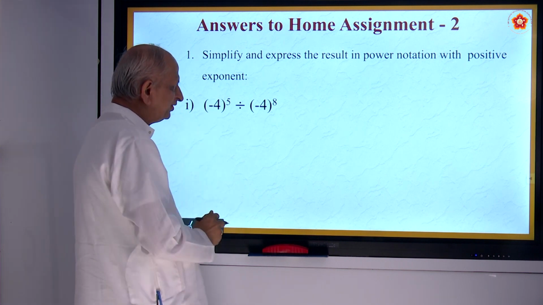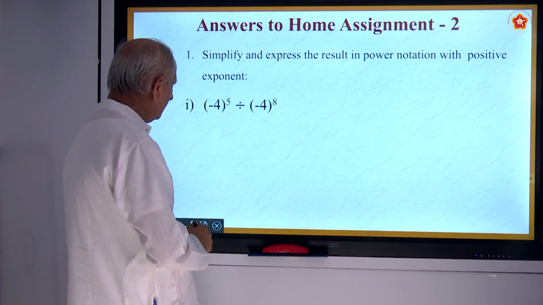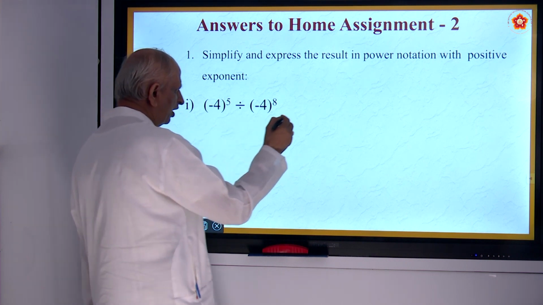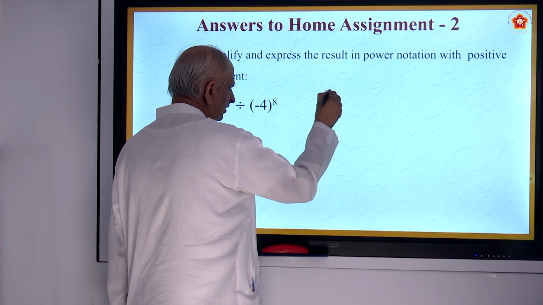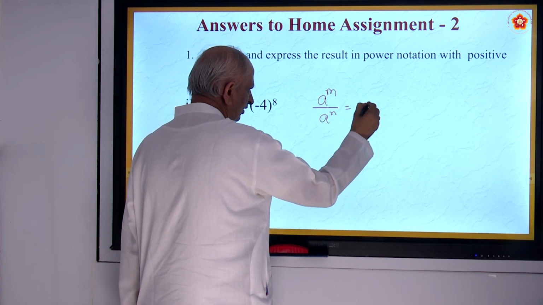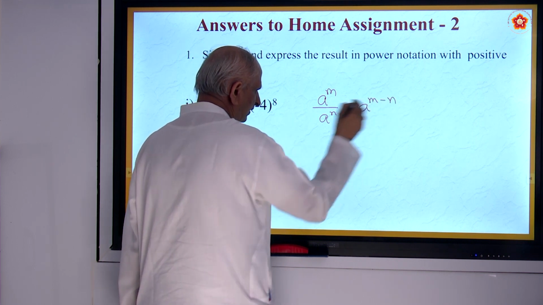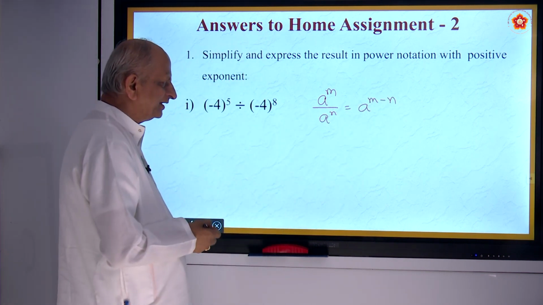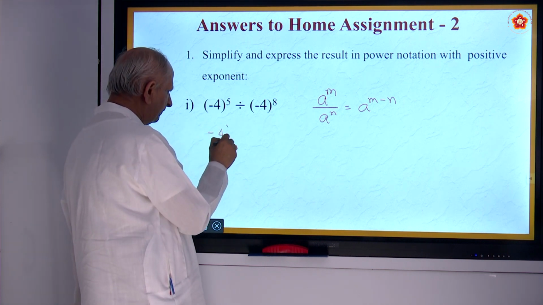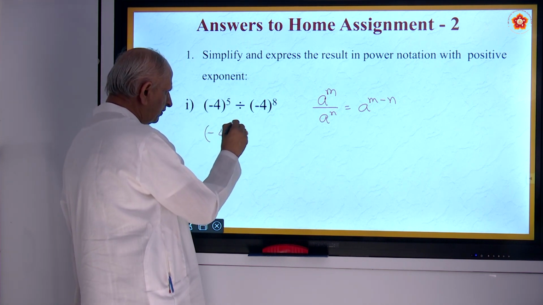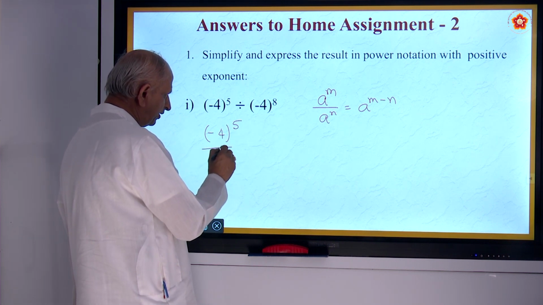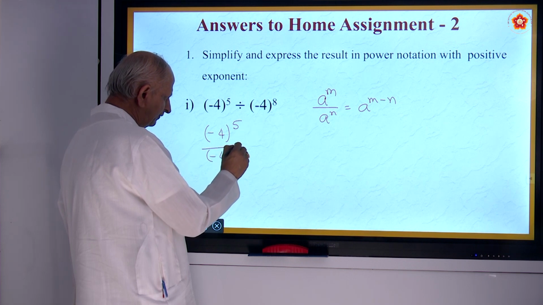Means power must be positive. So here you are given, you can use the law. What is the law? a to the power of m by a to the power of n is equal to a to the power of m minus n. That is the law, you have to use it. So you have minus 4 to the power of 5 by minus 4 to the power of 8.